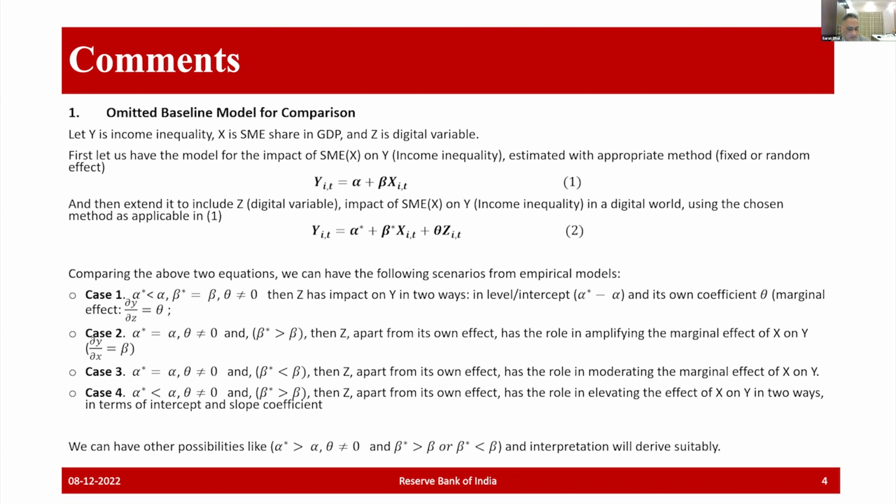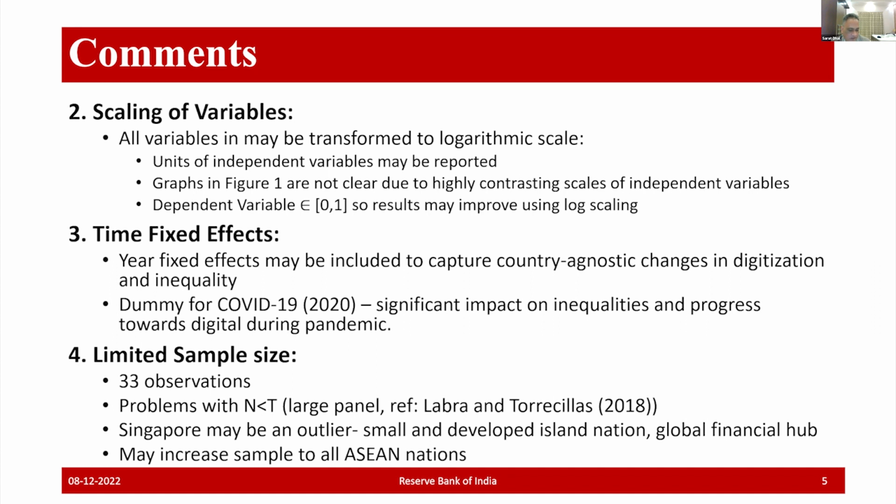My other comments are scaling of variables, time fixed effects, and limited sample size. This is one of the most worrying parts of this paper: 3 countries, 11 years, 33 observations in total. So it barely satisfies the law of large numbers, that's 30. But this is a special case of panel data, mostly called n less than t, a large panel. Usually most studies focus on short panels, where n should be sufficiently larger than t, and dynamic panel data of Arellano and Bond, but this cannot be done here.